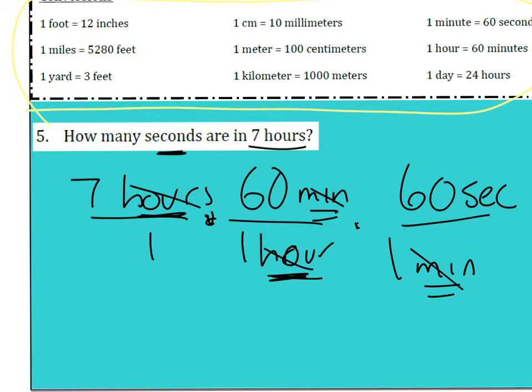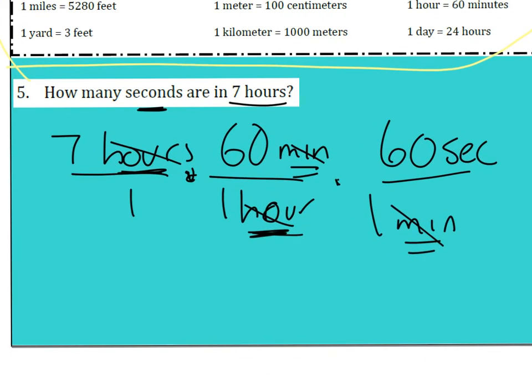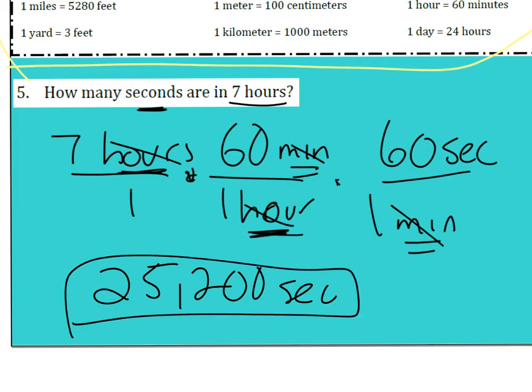So my answer is just going to be 7 times 60 times 60, or 3,600 times 7. So 25,200 seconds. So that's how many seconds are in 7 hours. All right, 60 times 60 times 7.